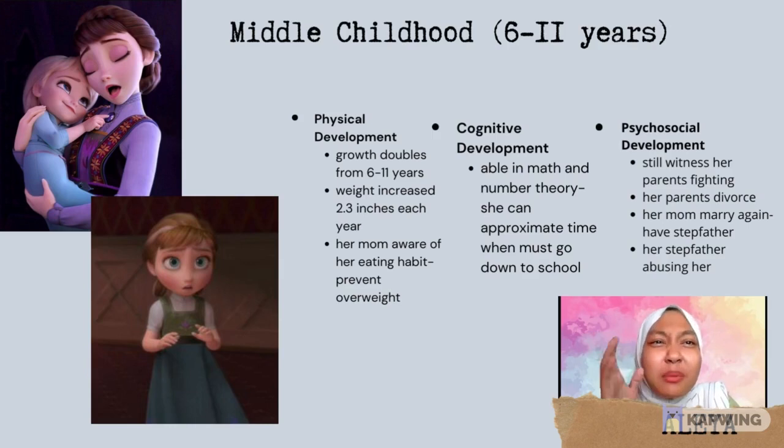What happened to Anna during her middle childhood? Anna grew double from age 6 to 11. Her mother is very fond of her. Anna grew very well. However, her mother addressed her eating habits before she gained excess weight. At the age of 8, she increasingly enjoyed going to school because she has a lot of friends. This is one of the cognitive advances in mathematics and number theory.